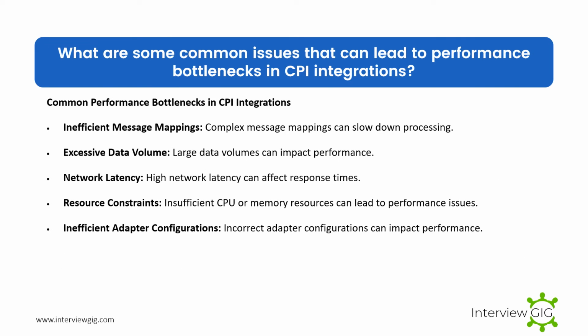What are some common issues that can lead to performance bottlenecks in CPI integrations? Common performance bottlenecks in CPI integrations: Inefficient message mappings. Complex message mappings can slow down processing. Excessive data volume. Large data volumes can impact performance. Network latency. High network latency can affect response times. Resource constraints. Insufficient CPU or memory resources can lead to performance issues. Inefficient adapter configurations. Incorrect adapter configurations can impact performance.